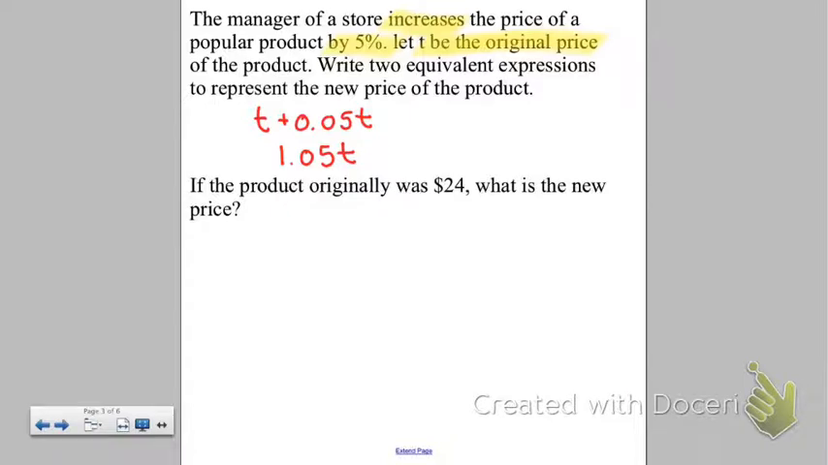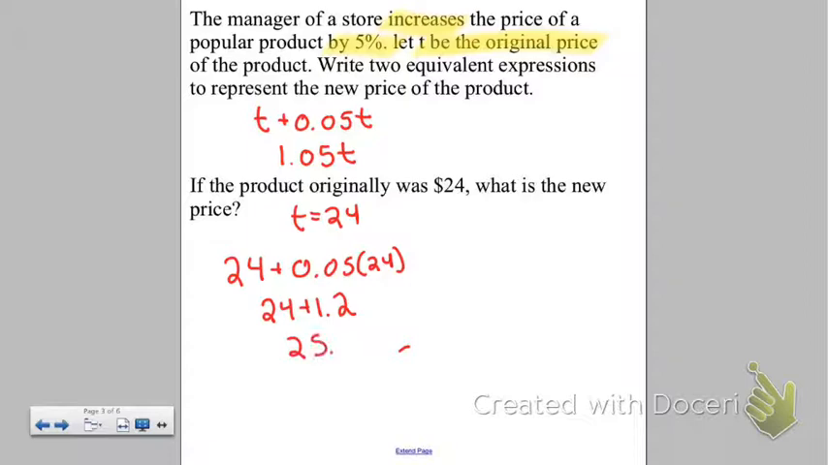Now, if the product was originally $24, what is the new price? So the original price is T. So that means T equals 24. I'm going to use both expressions to see if I get the same answer. 24 plus 0.5 times 24. 0.5 times 24 is 1.2. So I have 24 plus 1.2. When I add that up, I get 25.20. So it's $25.20.